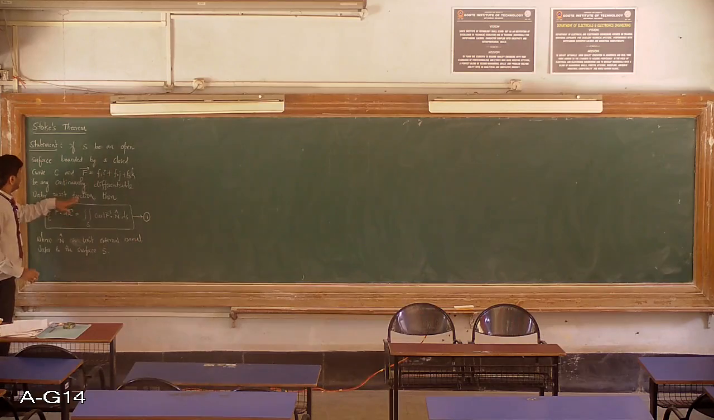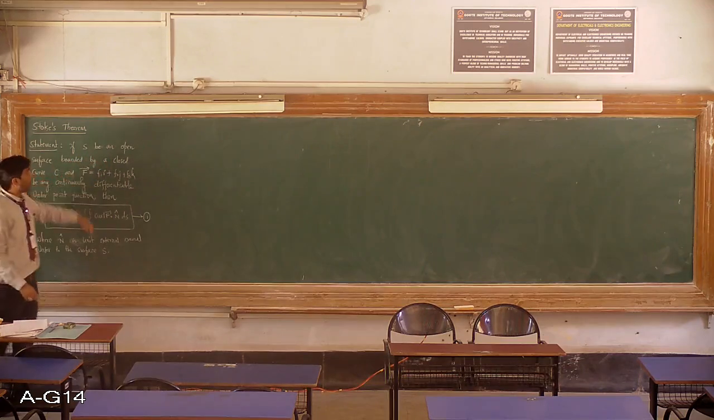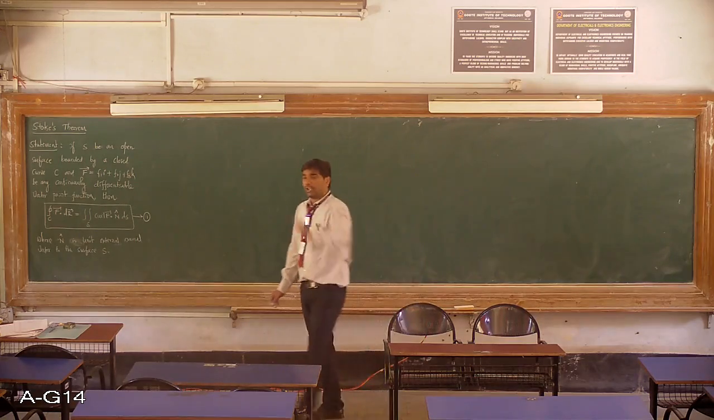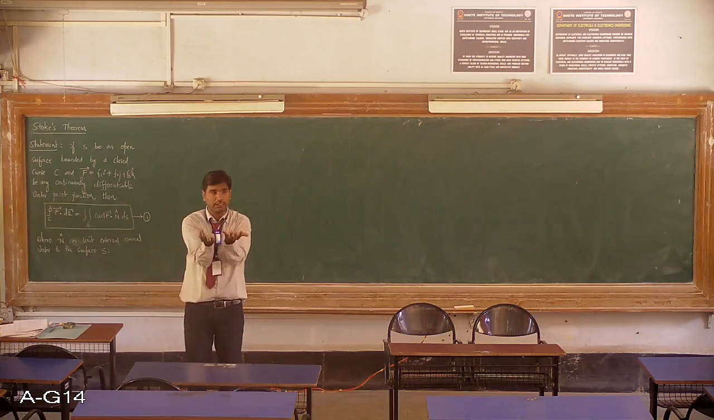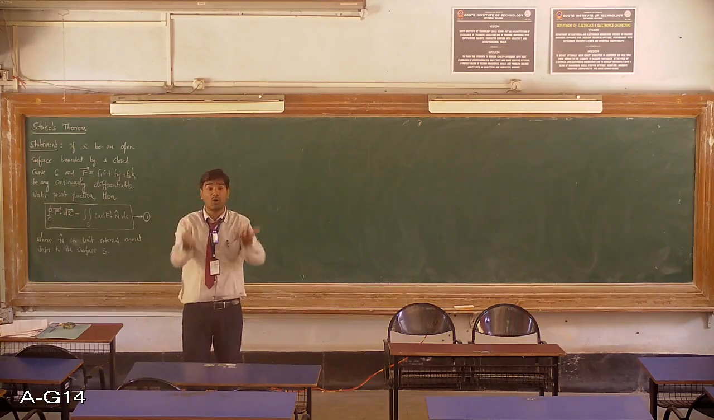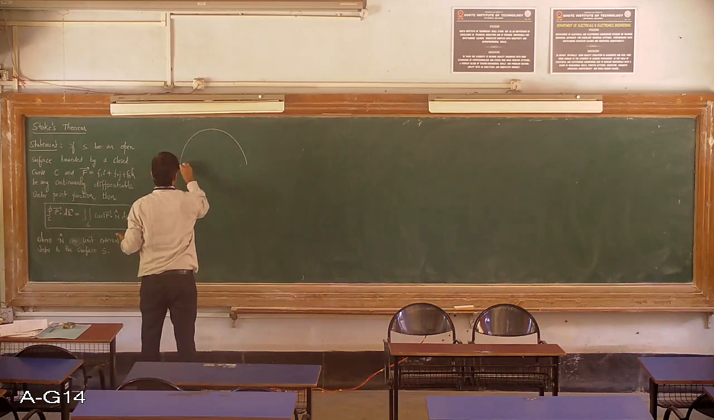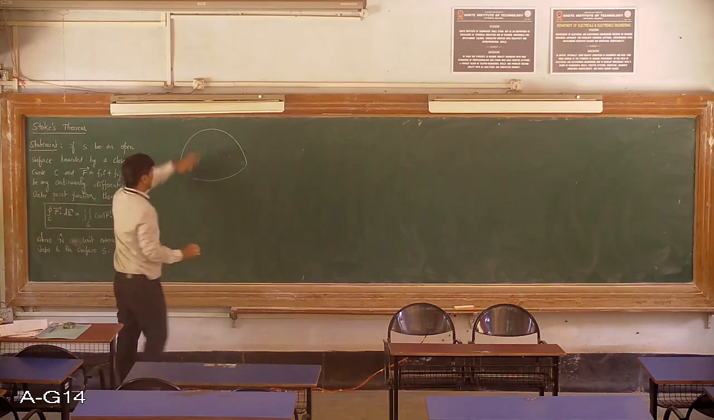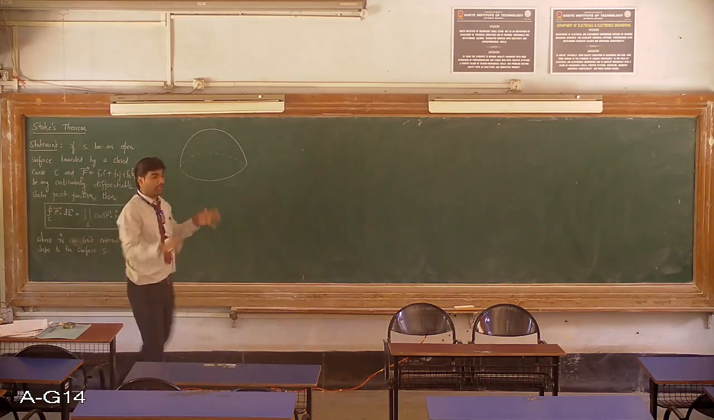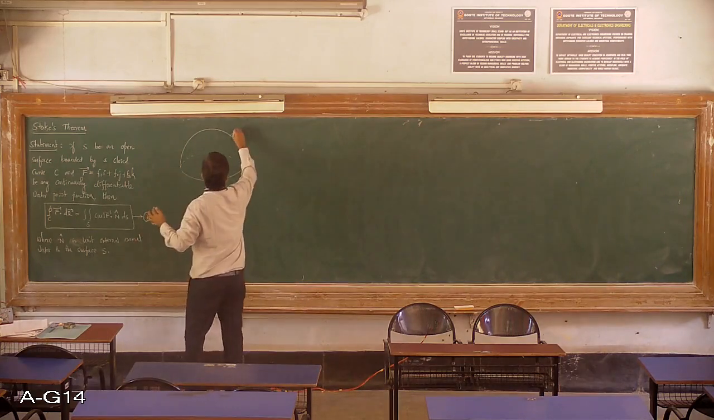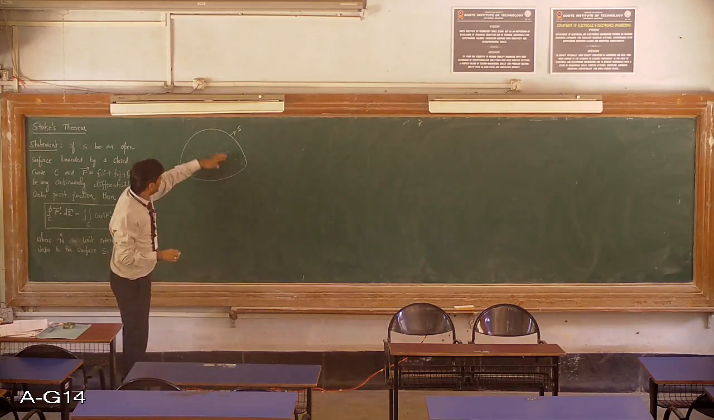One more point I need to tell you. If S is an open surface bounded by a closed curve, what does open surface mean? For instance, a sphere is a closed surface, which is not open. If you consider the hemisphere, not a full sphere, then this is an open surface, because here it is open.